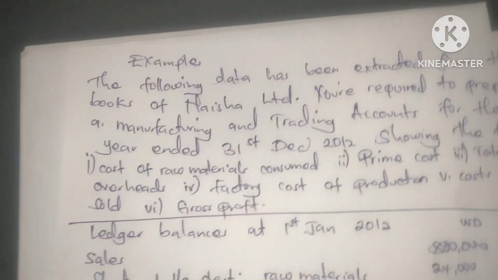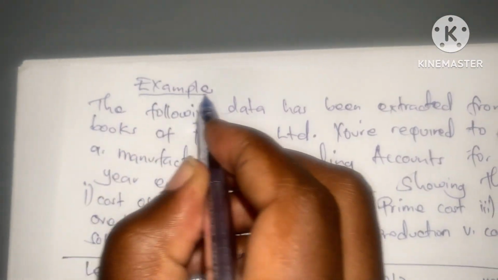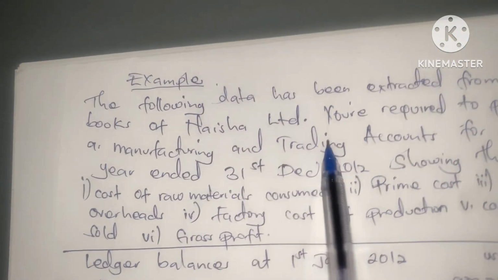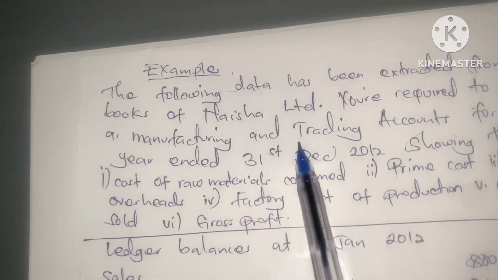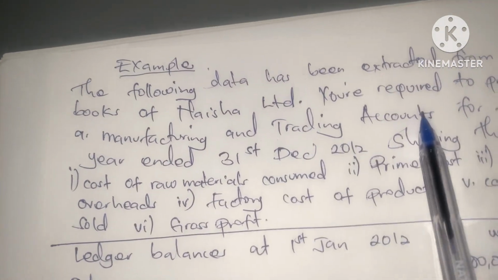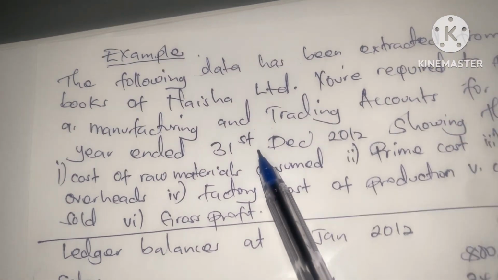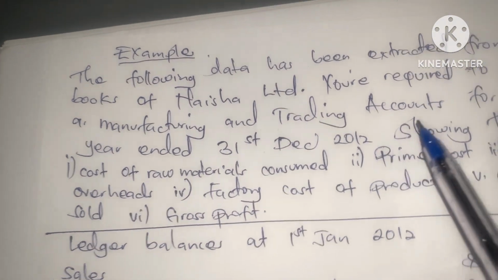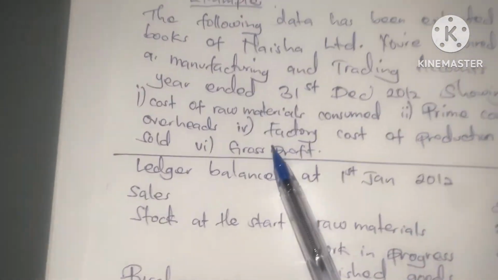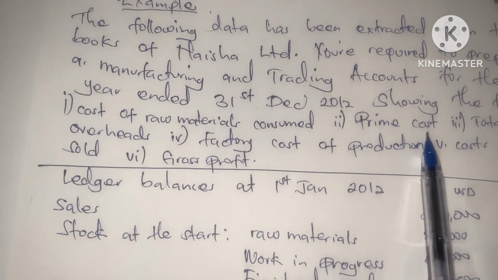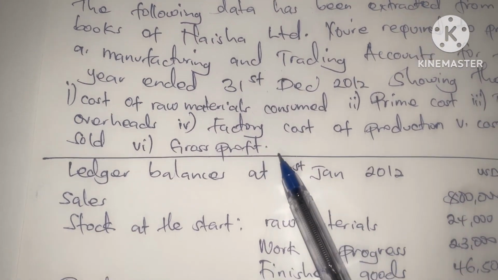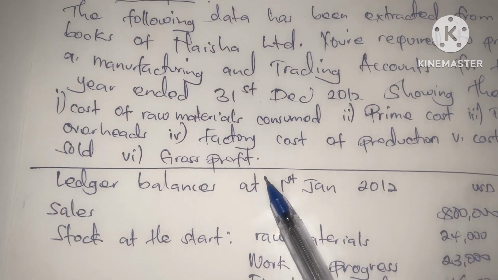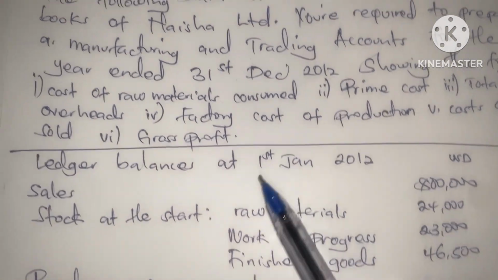So let's have an example of a manufacturing account. The following data has been extracted from the books of Nature Limited. You are required to prepare a manufacturing and trading account for the year ended 31st December 2012, showing the following: the cost of raw materials consumed, prime costs, factory overheads, then the factory cost of production plus the cost of goods sold, then the gross profit.